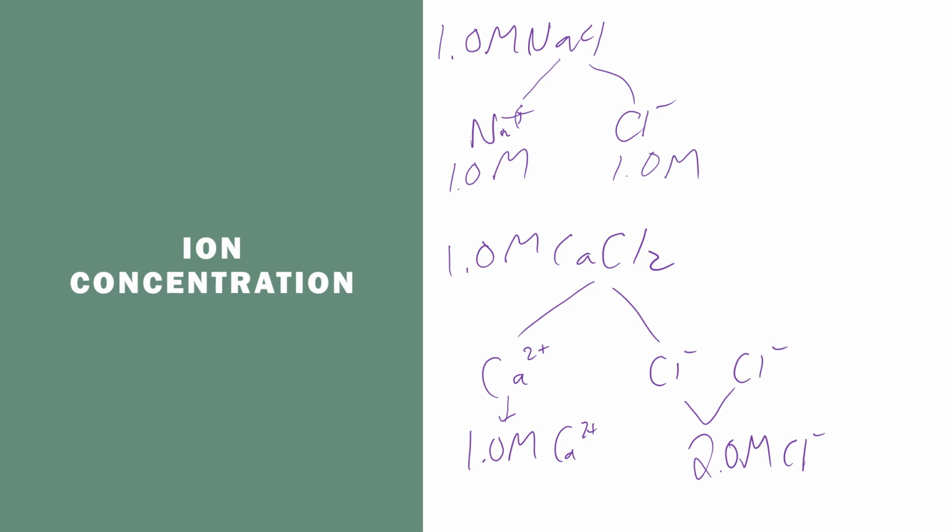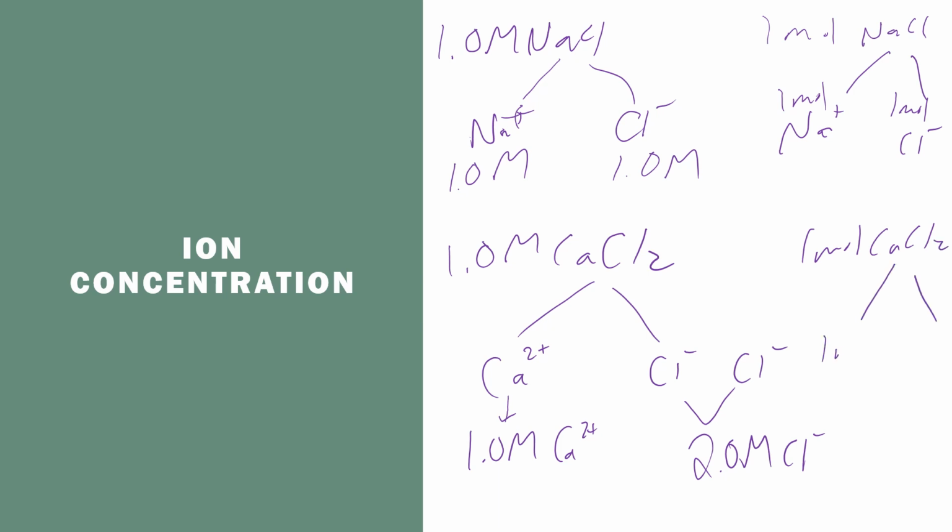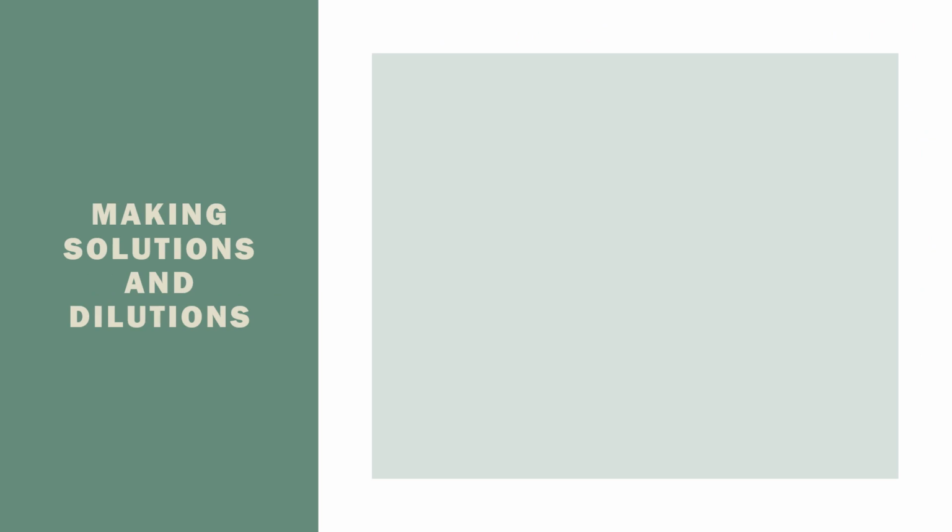So if you think about it in terms of particles, every time you have 1 mole of sodium chloride, and when it dissolves, it will form 1 mole of sodium ions and 1 mole of chloride ions. If you have 1 mole of calcium chloride and that dissolves, you will get 1 mole of calcium ions and 2 moles of chloride ions. So you need to take the mole ratio into account when you're looking at concentration, just like you would with moles. So let's talk just briefly about how you need to make solutions or dilutions.